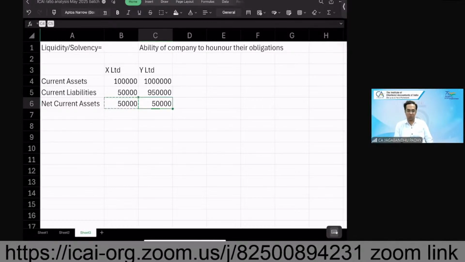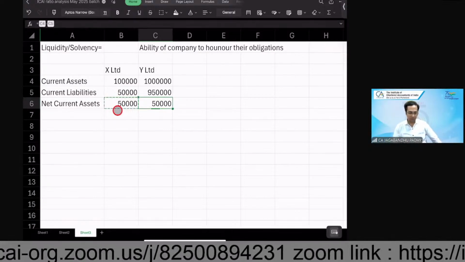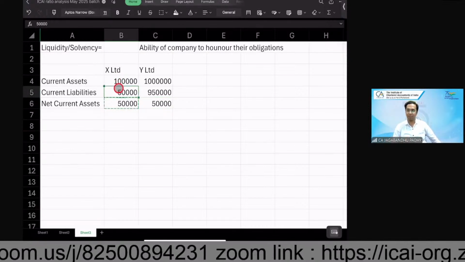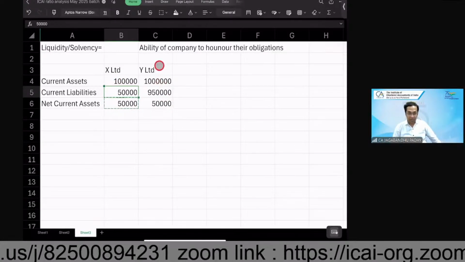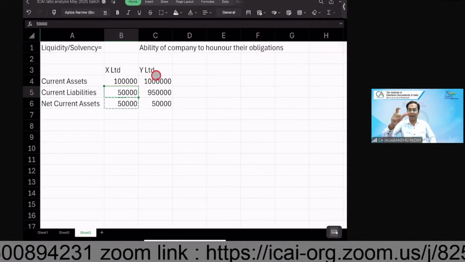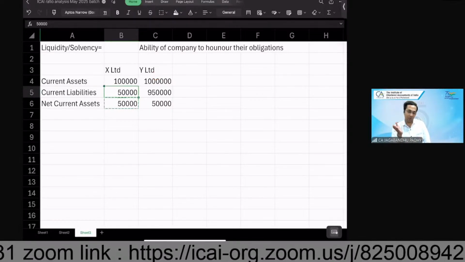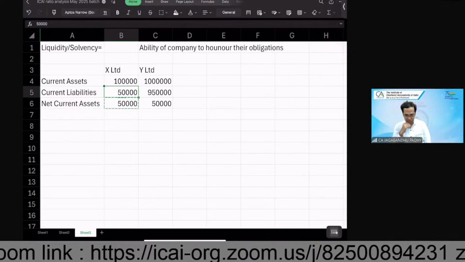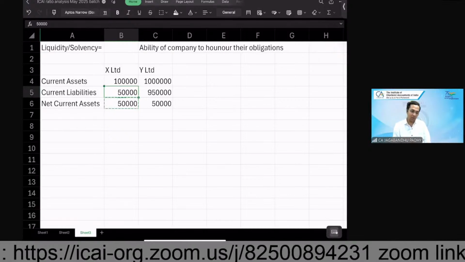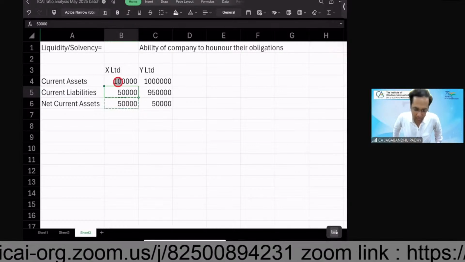Yes or no? No. Because, sir, the net current assets is 50,000, agreed. But X Limited has got current assets which is double that of its current liabilities. In Y Limited's case, it is not double, though the gap between current assets and current liabilities is 50,000. But when we talk of the ability to honor their obligations, that is not the same. X Limited is having double current assets, Y Limited is not.